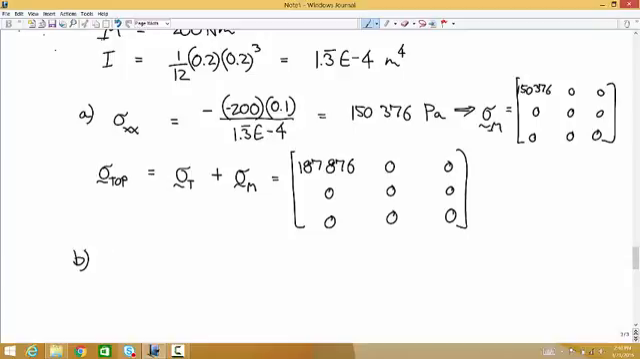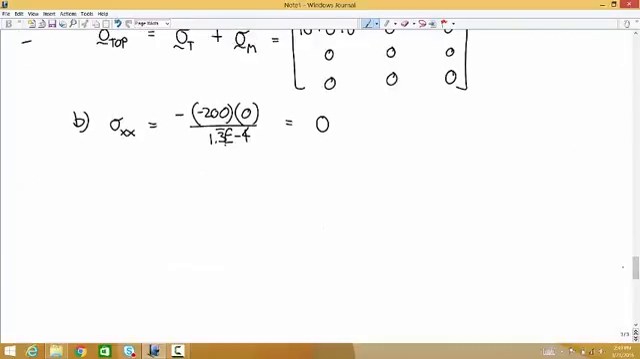Okay, second, what about the middle? That's right, yep. Because you have the negative bending moment times what's the y coordinate at the middle? 0, divided by I. And so you get 0. And so the total stress tensor is just 37,500. Is that what it was?